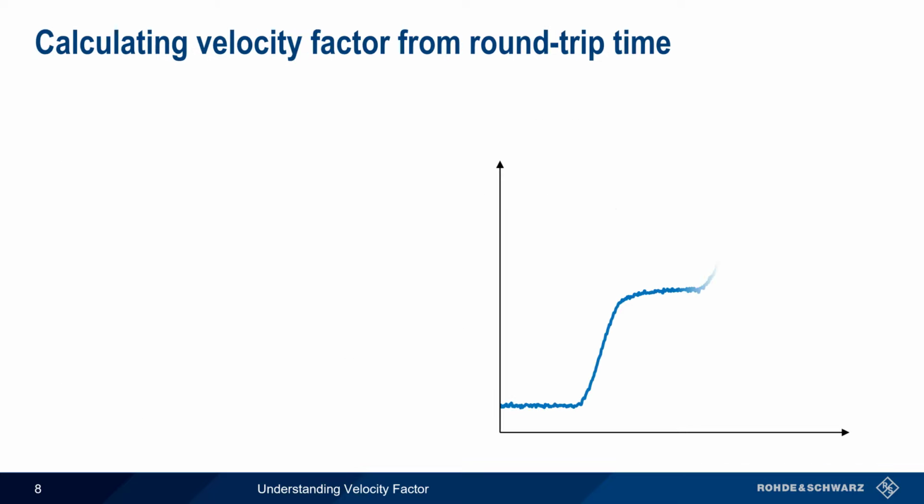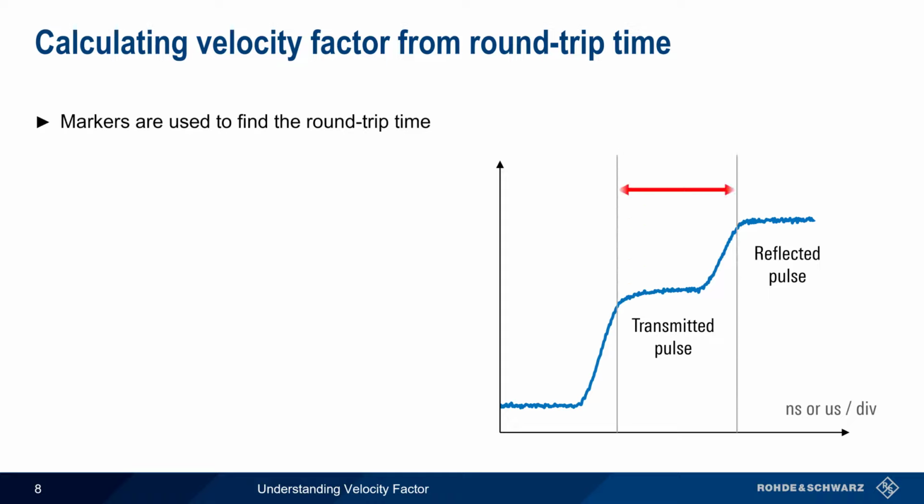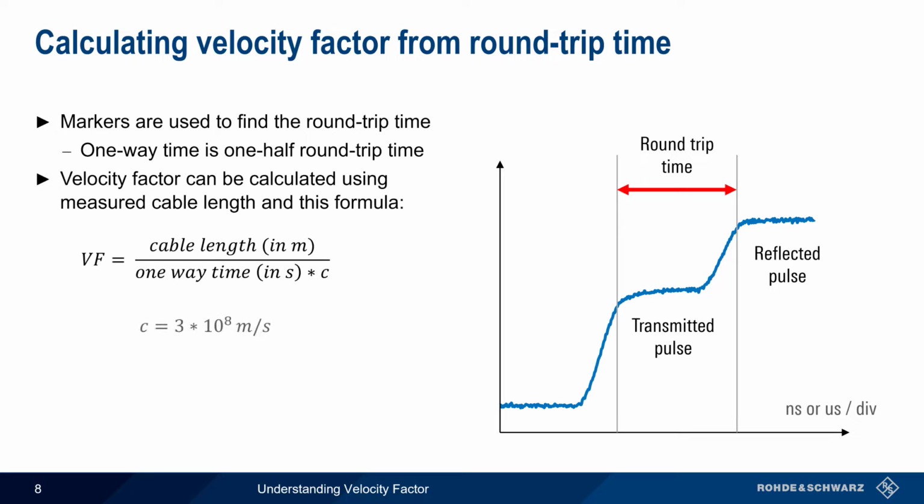Here we see the oscilloscope capture, showing both the transmitted pulse as well as the reflected pulse. Note that the scope's time base will need to be on the order of nanoseconds or low microseconds for most cable lengths. Markers are used to find the round-trip time as shown, and the one-way time is simply half of this round-trip time. Velocity factor can then be calculated using the measured cable length and this formula, where c is the speed of light in meters per second.